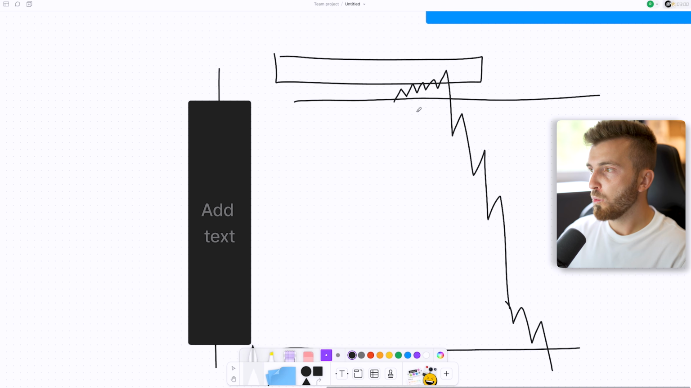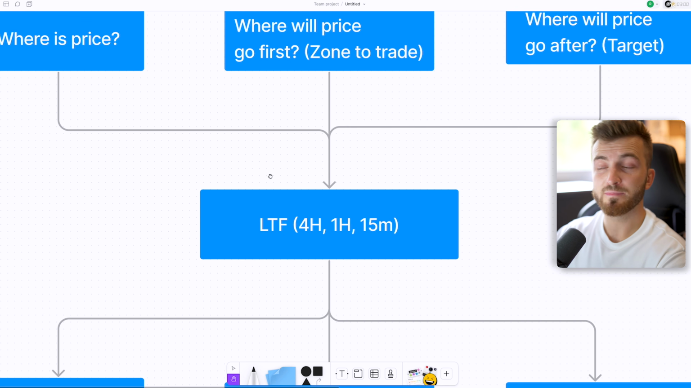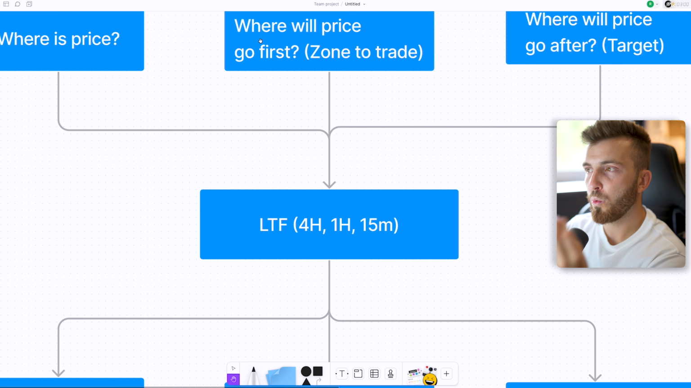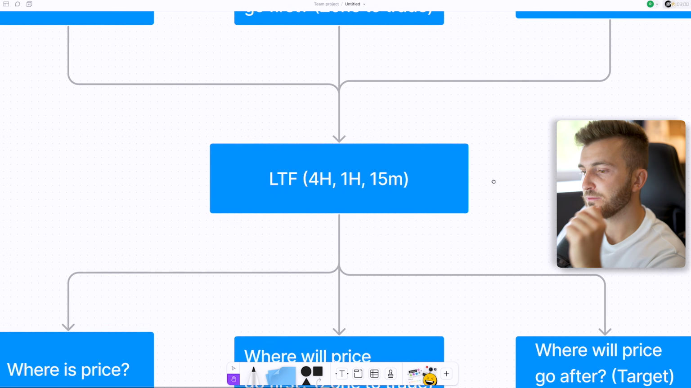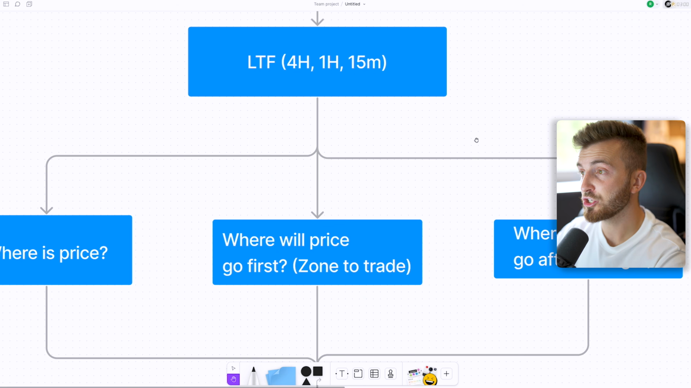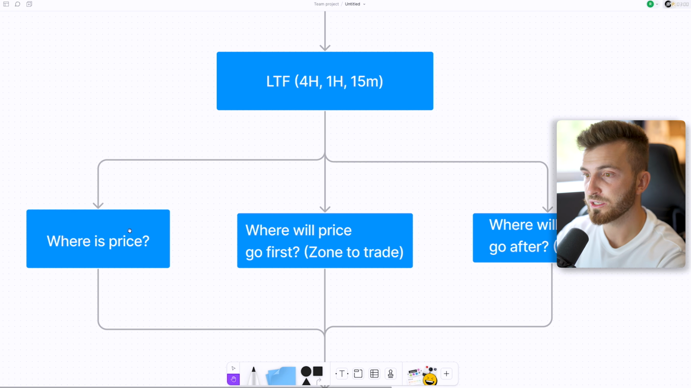So our goal will be to go on the lower time frames and actually look for entries. But this is where we are going to be day traders. Instead of looking at the weekly, we want to know where the daily is going next. So you look for, where will price go first? So where do you want to trade on a particular day? And what is the target on that particular day? And that's where you go onto the lower time frames. And in the lower time frames, you will ask yourself exactly the same questions. Where is price?